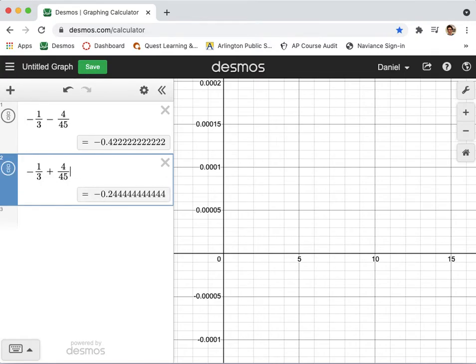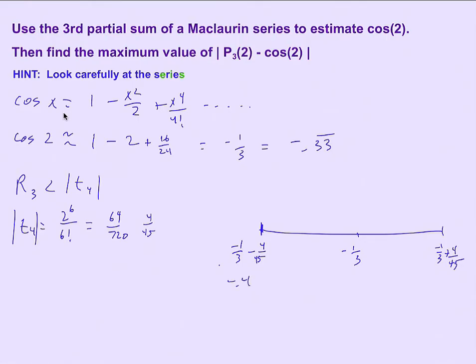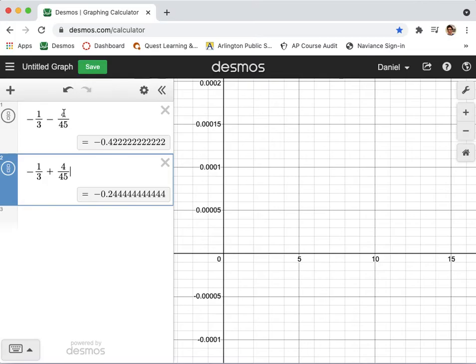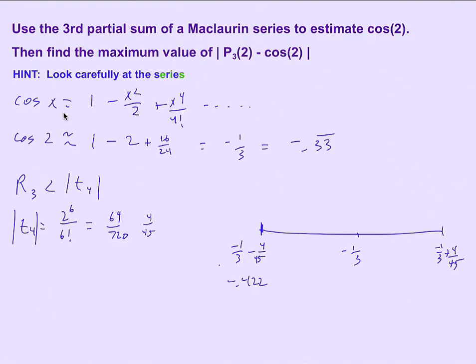So the actual cosine of 2 is somewhere between negative 0.422 and negative, what was it, 0.244. That's fine. Now, because we know that the 4th term is negative, that means the 4th term brings us down this way. And the next terms are much smaller. So we're actually going to be a lot closer to negative 0.422 repeating than 0.244 repeating. But technically, that's not something we know just by looking at the error bound.